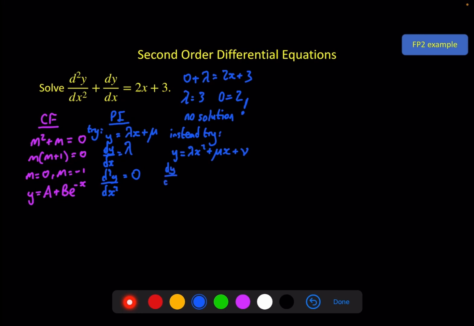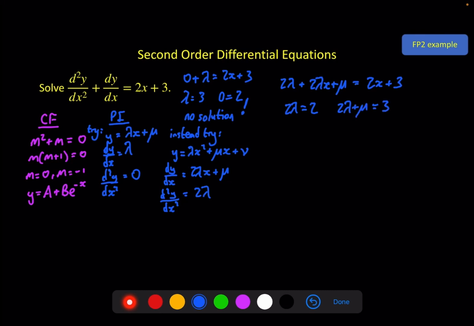So the derivative of this is equal to 2 lambda x plus mu, and the second derivative is equal to 2 lambda. Now if I put this in, I get 2 lambda plus 2 lambda x plus mu has to equal 2x plus 3. And this I can solve. 2 lambda is my x coefficient, so that has to equal 2. And then 2 lambda plus mu has to equal 3 for the constant. That means lambda is equal to 1, so mu must also equal 1.